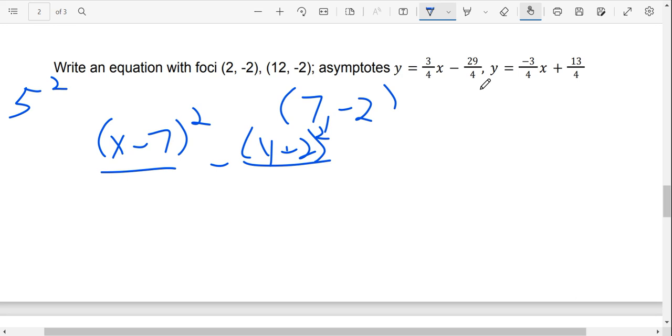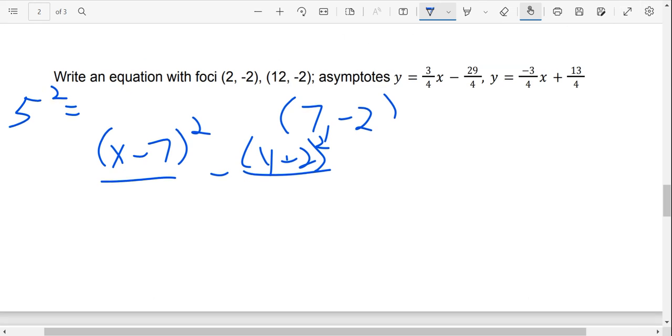The fact that c is 5 is going to help us out tremendously, because that means for your asymptotes, if x squared is first, your slope of your asymptote is b over a. If y squared is first, it's a over b. If you don't believe me, look at the graphs. It has a slope of b over a when the x is on top. When the y is first, it's a over b.